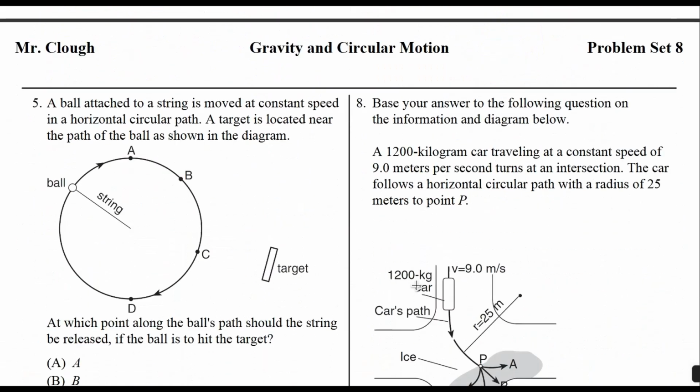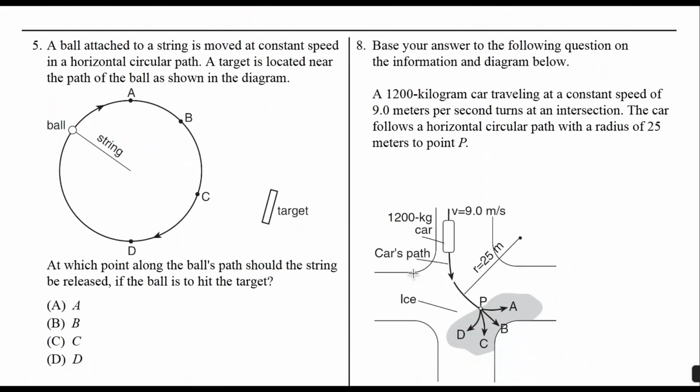Sorry. Number 5. Another question where they have the ball spinning around in a circle, and they want us to figure out, if the string gets released, at which point it should be released in order to hit the target. The best way to do this is to figure out which one would have a straight line path towards the target. Keep in mind that as the object spins around, it will always have a velocity that is tangent to the circle at that point. Once it releases, it will follow that tangent line.